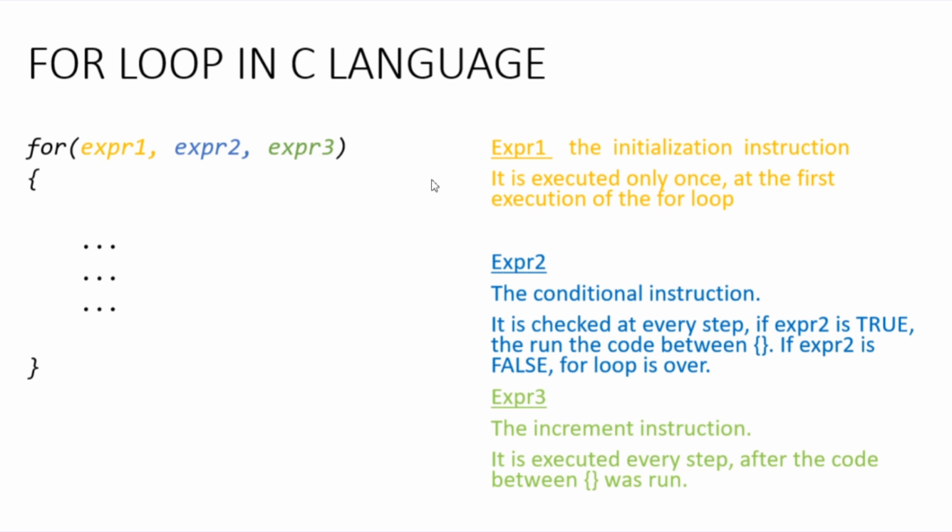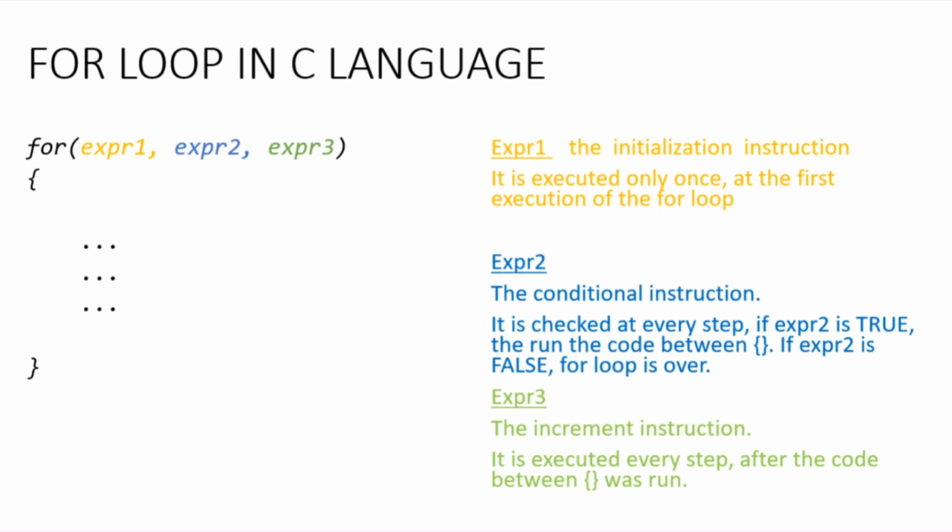So the execution order is as follows. We execute expression 1 only once, only at the first run of the loop. We check if expression 2 is true. If it is true, we run the code from the braces, and then execute expression 3. At the next step, we skip expression 1, because it is taken into account only the first time. We check again if expression 2 is true. We run the code and execute expression 3. This loop is repeated until expression 2 becomes false.